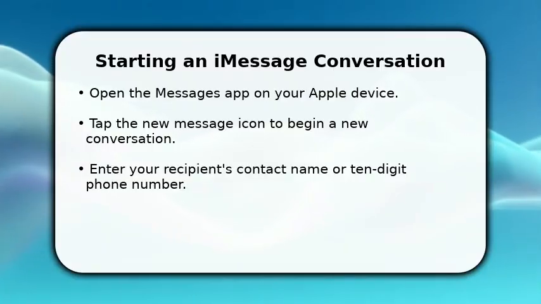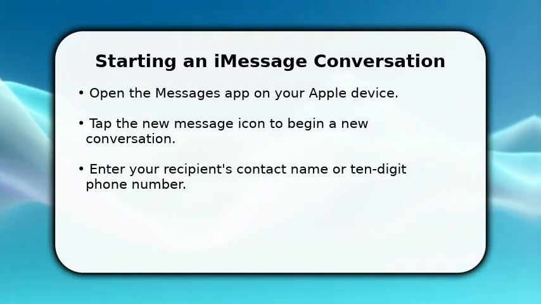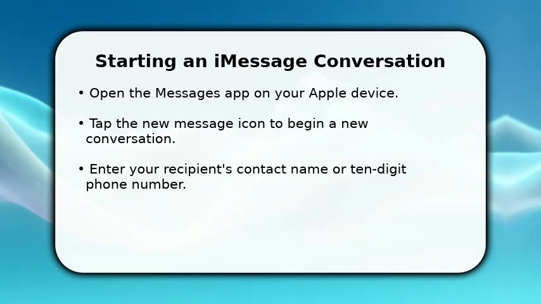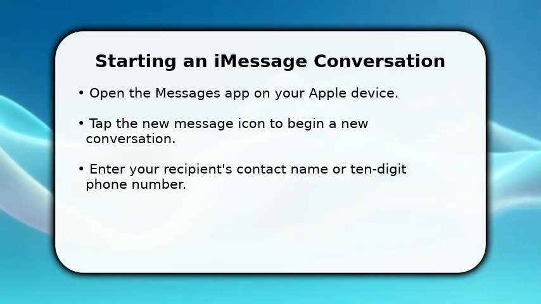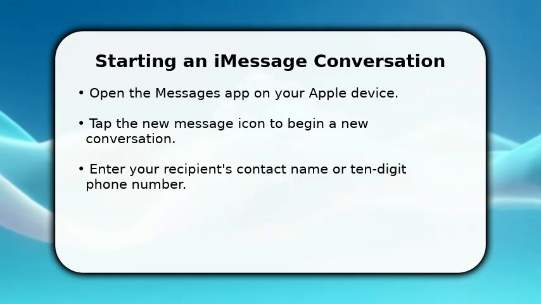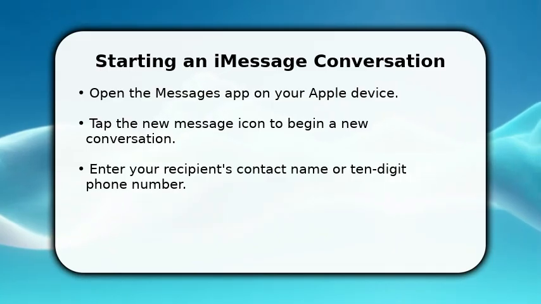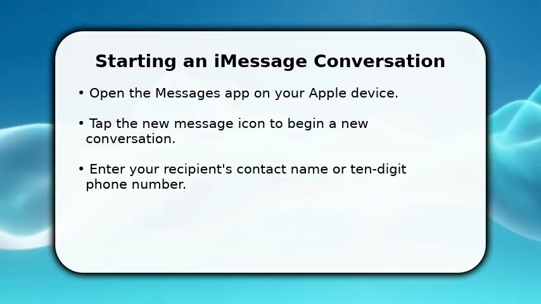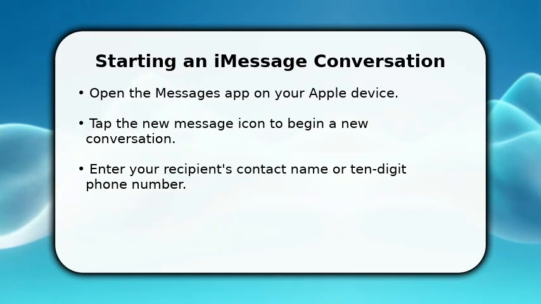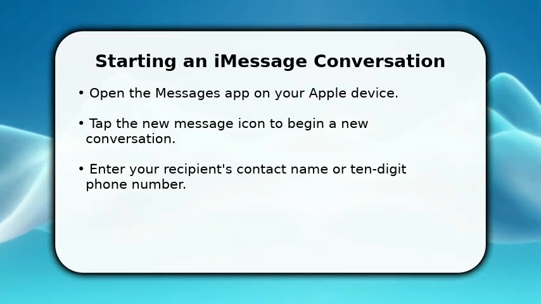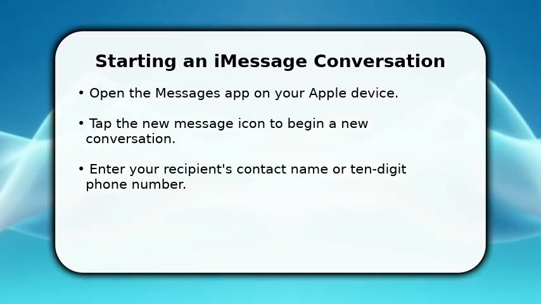In this video, I will explain how to text someone on iMessage. First, locate and open the Messages app on your Apple device, whether it's an iPhone, iPad, or Mac. Next, tap the new message icon, which looks like a square with a pencil, usually found in the top right corner. Then, simply type your recipient's name or their full phone number into the To field. It's a straightforward process to get started.